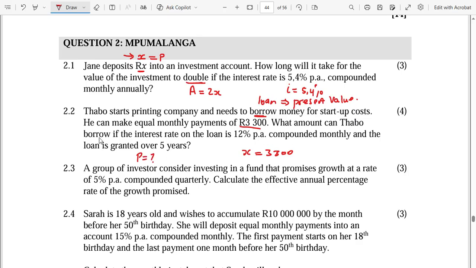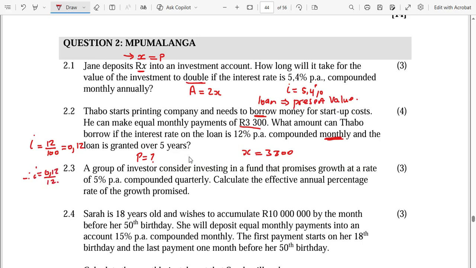What amount can Tavo borrow if the interest rate on the loan is given as 12%, and the 12% is compounded monthly. So the interest rate will be 12 divided by 100, which gives us 0.12. When you substitute that in the formula, don't forget that since this is compounded monthly, you divide by 12. So your i will be 0.12 divided by 12.